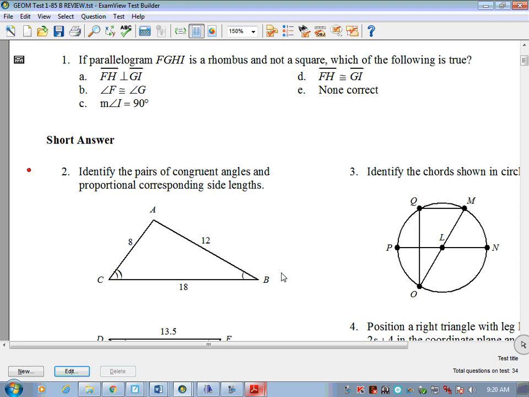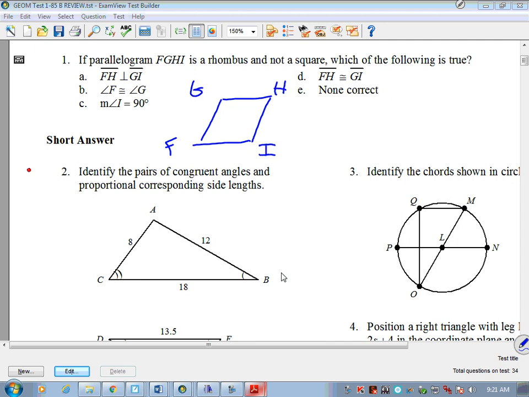If a parallelogram FGHI is a rhombus, but it's not a square, which of the following is true? So what I'm going to do is draw a rhombus that is not a square, because all squares are rhombuses, but not all rhombuses are squares. Does that make sense? So there's certain things that I know about a rhombus. Let's start off here. F, G, H, and I.